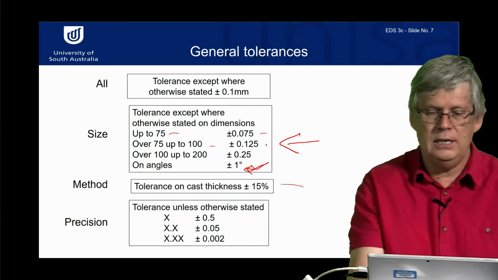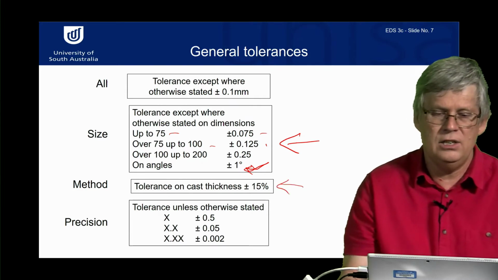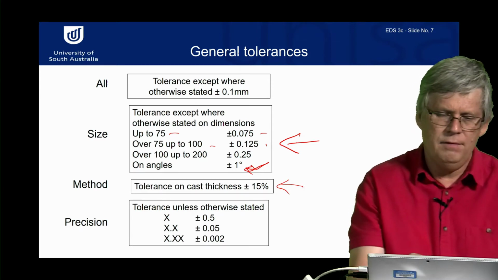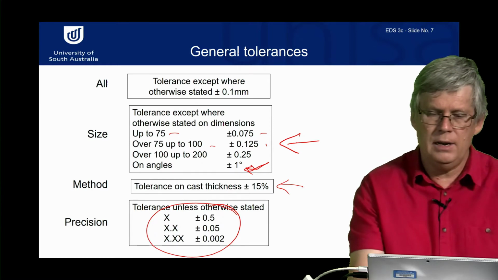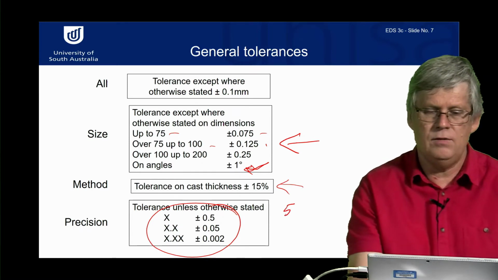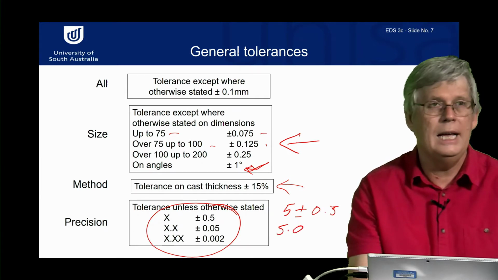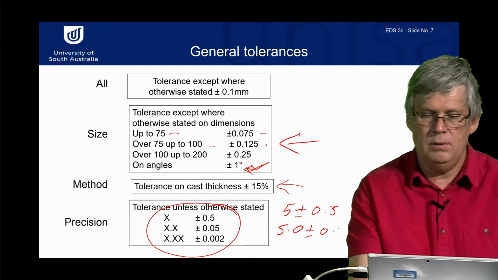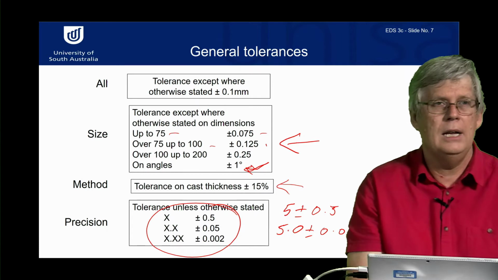Another one for castings might have a percentage. Say, well, a percentage of the casting thickness is the tolerance. And a very common way is to use decimal places. So if we have a number 5, that's 5 plus or minus 0.5. If we write it as 5.0, it is plus or minus 0.05. And same for if we use double zero.